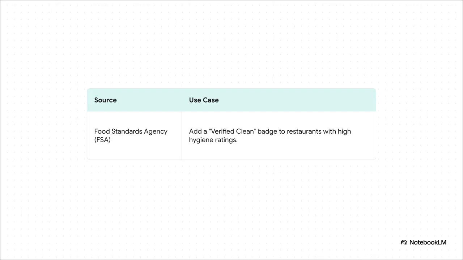Okay, check this out. By pulling the food hygiene scores directly from the Food Standards Agency, Hungry Now can instantly slap a verified clean badge on the best restaurants right inside the app. Think about the impact of that. It's a tiny piece of external data that builds massive customer confidence right at the moment they're about to click order.